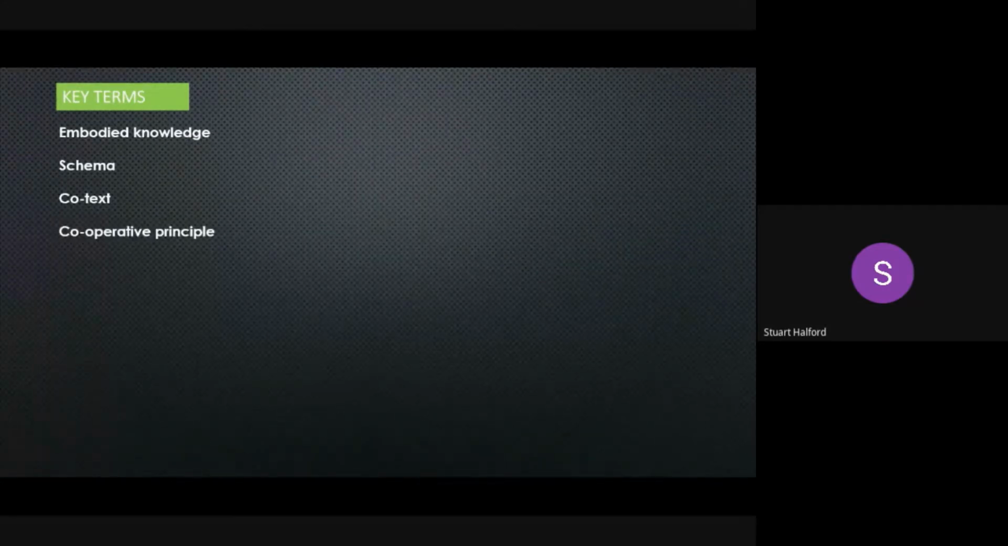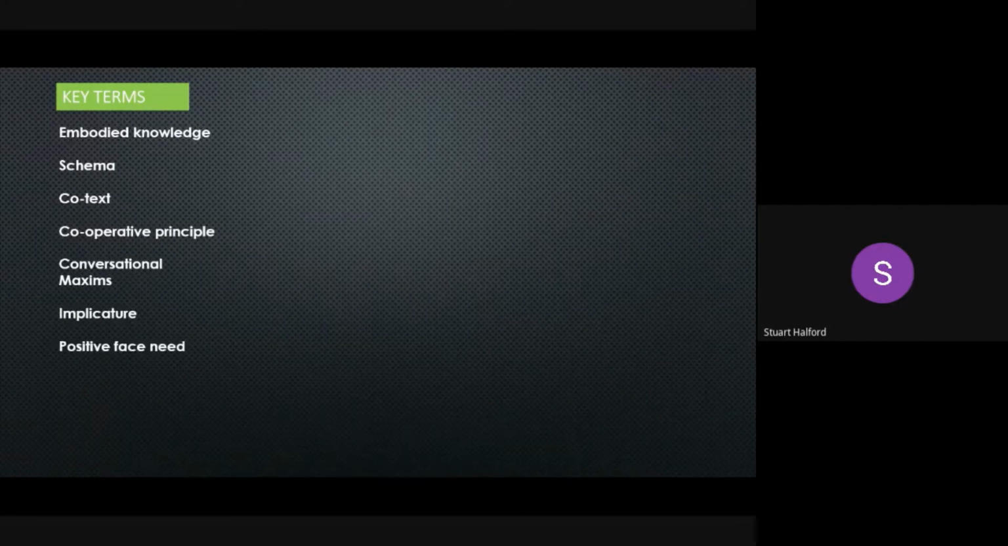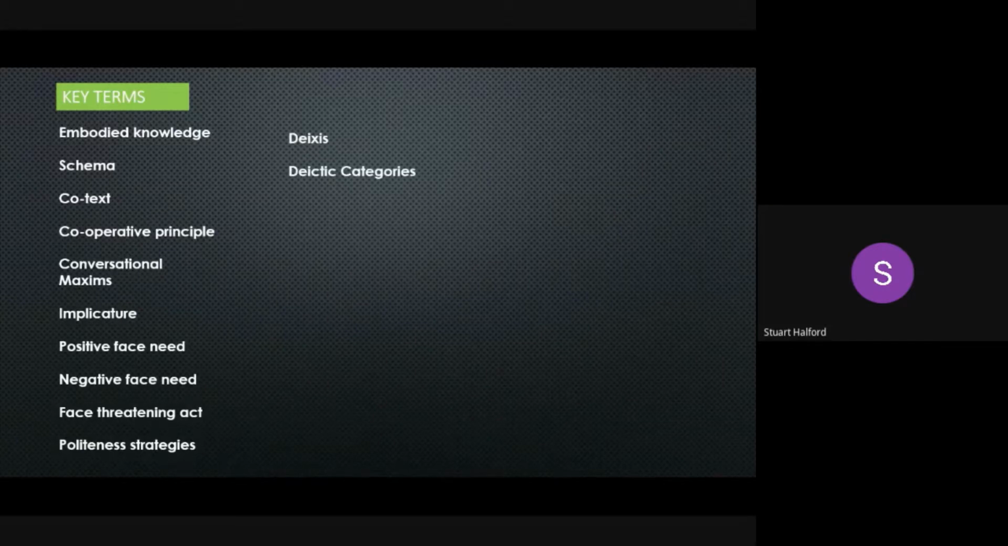First of all, though, key terms that we're going to be dealing with this time. Thankfully, there's not quite as many as on the last video. So we've got embodied knowledge, schemas, cotext, cooperative principle, conversational maxims, implicature, positive face needs, negative face needs, face-threatening acts, politeness strategies, deixis, deictic categories, proximal deixis, and distal deixis.